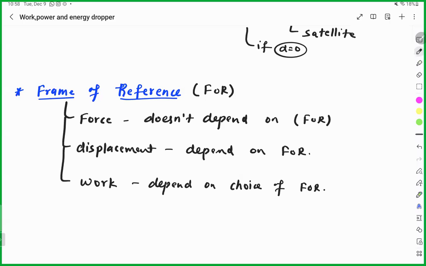But if you take frame of reference from the ground, then the person has some displacement. Then there will be some work done. Understood? So the value changes when you change the frame of reference, and trust me, these kinds of questions are extremely important, especially in recent times when they will ask tricky questions. Understood?